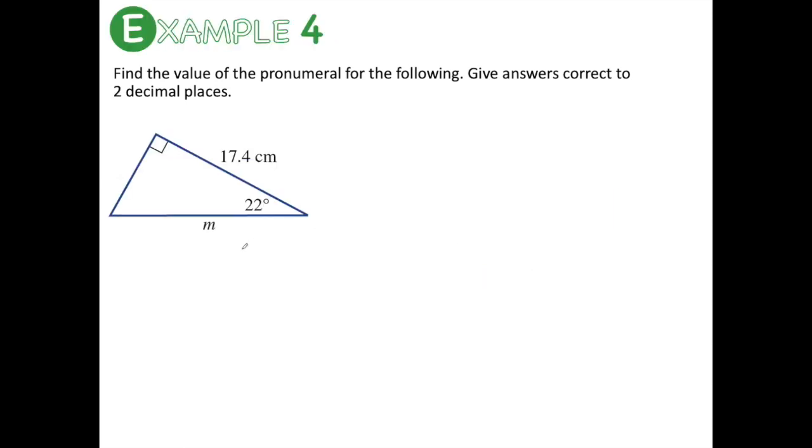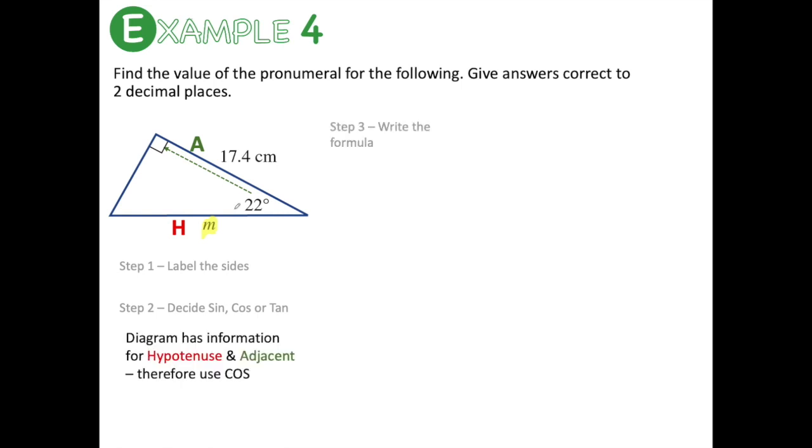So moving ahead and looking at example 4. We want to find the value of M based on the information in the question. So going through step 1, label my sides. Looking at 22 degrees as my specified angle, I have got my adjacent side and I've got my hypotenuse side. So step 2, decide whether I'm going to use sine, cos, or tan. Adjacent and hypotenuse, I'm going to use cos.